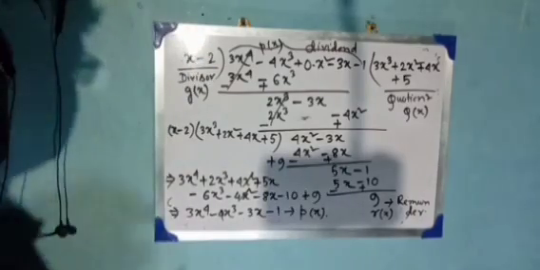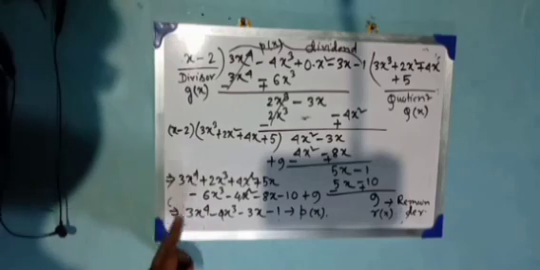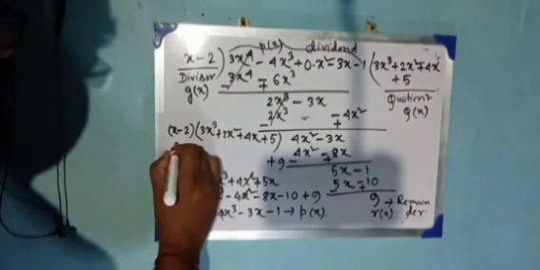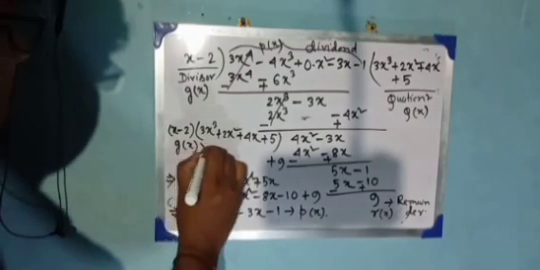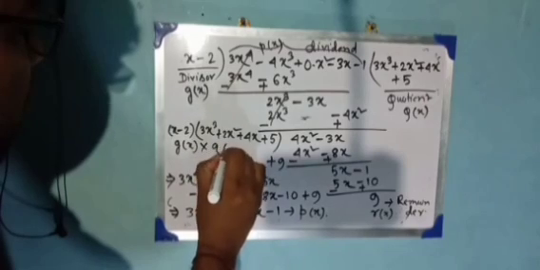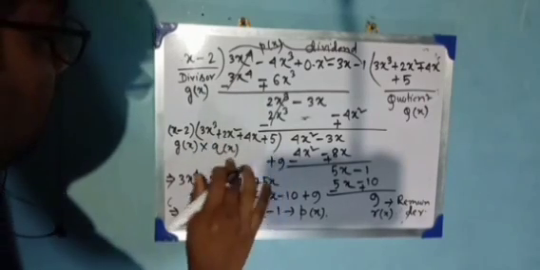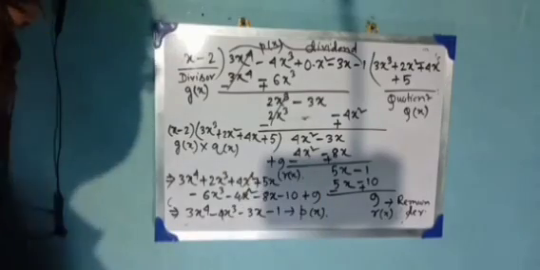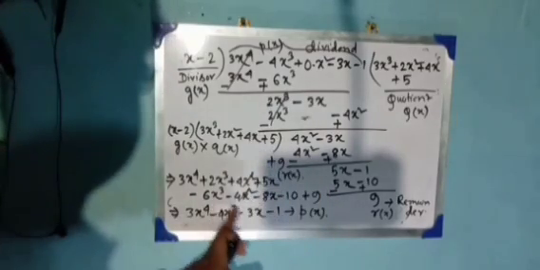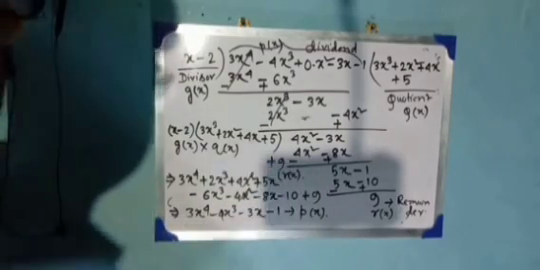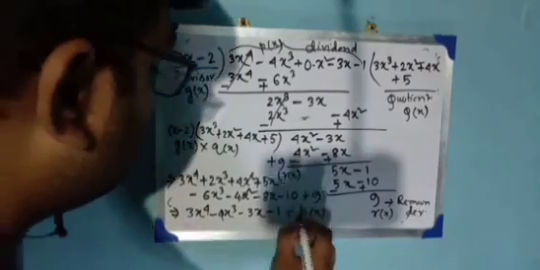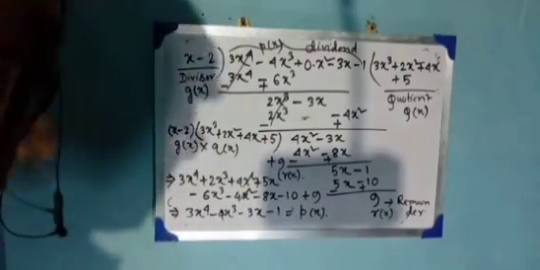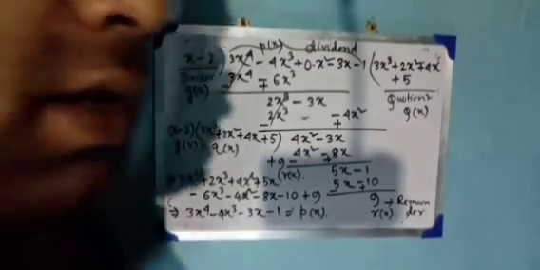So here the division algorithm is verified, that is gx into qx plus rx. 9, the constant polynomial rx, equals px. Okay, so this is the verification. Hope you are able to understand it.